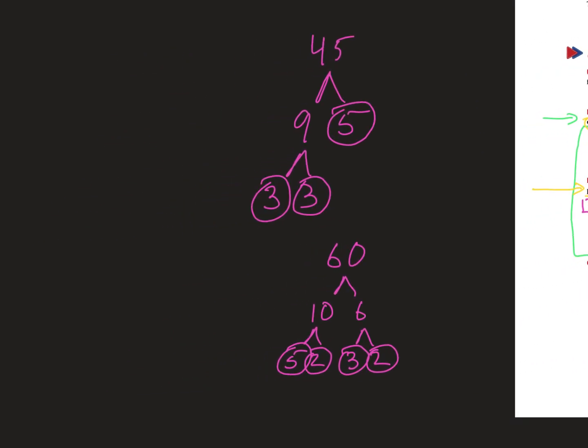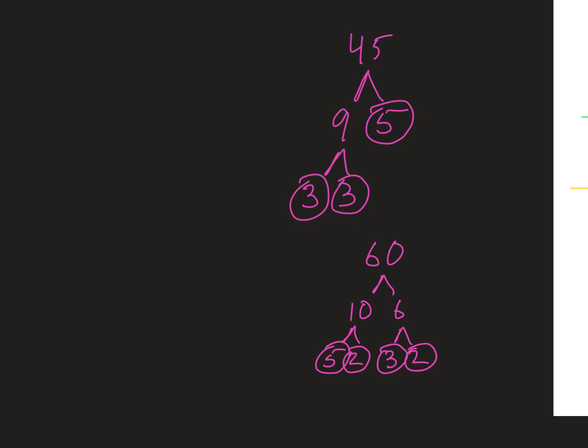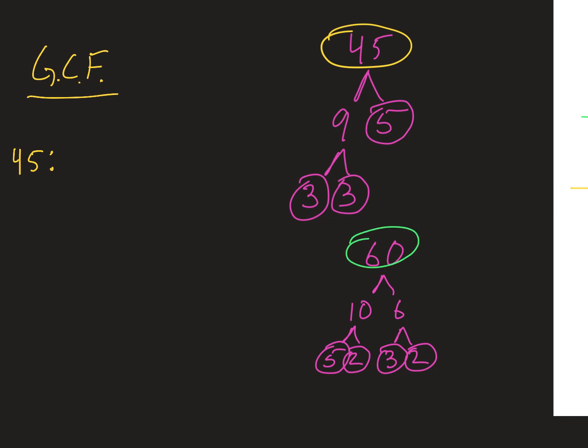To find the GCF, here's the trick. To find the GCF using these prime factors, first you're going to put the number you started with, 45. And then you're going to put a colon. Then you're going to take the number 60, and you're going to put that down here with a colon, okay? Now we're going to list those numbers that we circled, these prime factors. We're going to list them in order from smallest to largest.